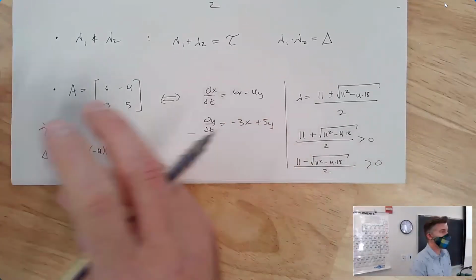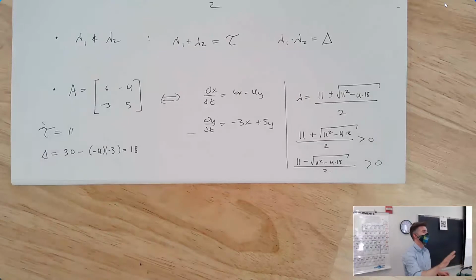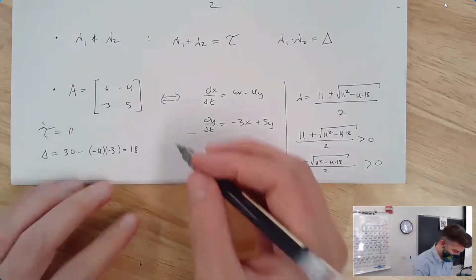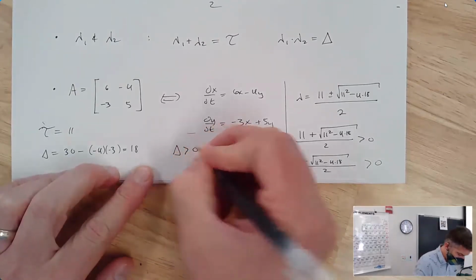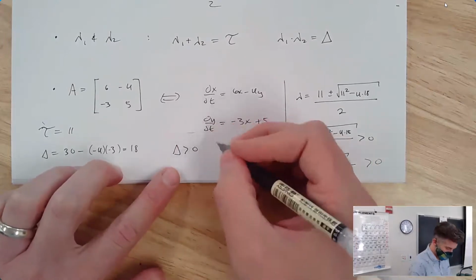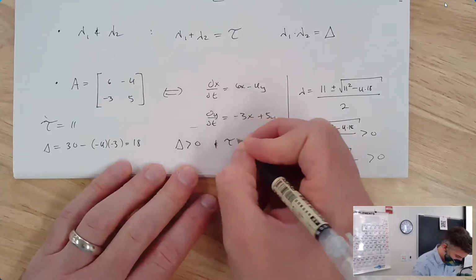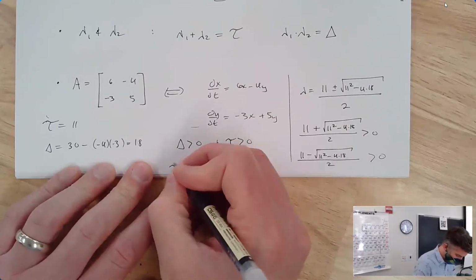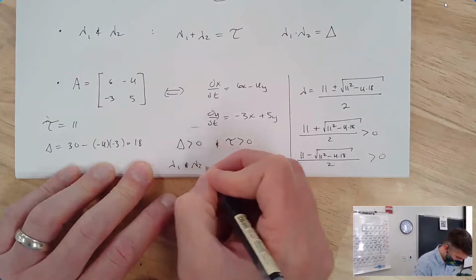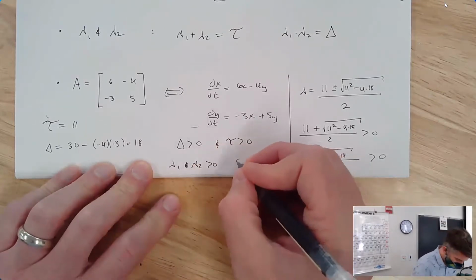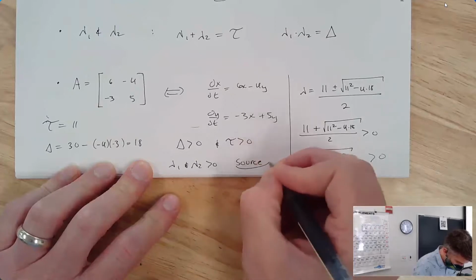I should caveat this with: if the eigenvalues are real and the determinant is positive, the eigenvalues have to be the same sign. But the eigenvalues can also be imaginary, so just be careful. If the determinant is positive, then they're the same sign. And since the trace is also positive, we know for sure that the eigenvalues are both positive, which means we have a source or an unstable node.